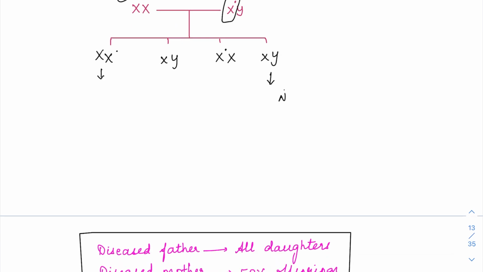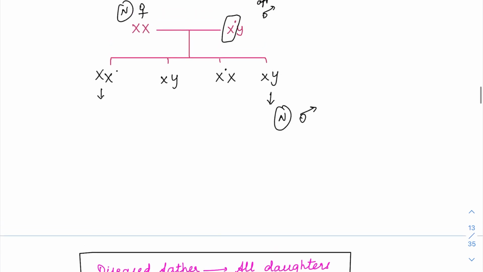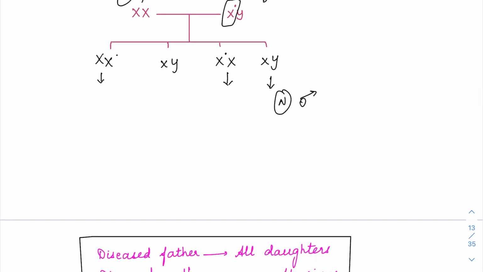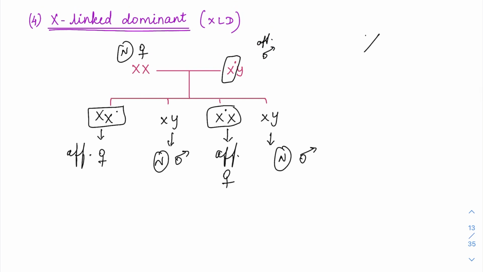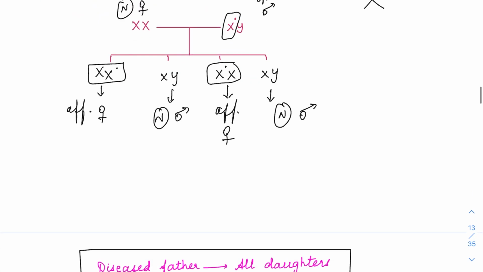So in this case, this is the normal male over here. These two people are going to be affected. Both the females are going to be affected, right? It is a dominant disorder, so even if one allele is there, it is going to be affected. These two are normal males, while these two are affected females. So here it is X-linked dominant, so even in a heterozygous state, it is going to express. One of the alleles is affected. Here it is the affected female.